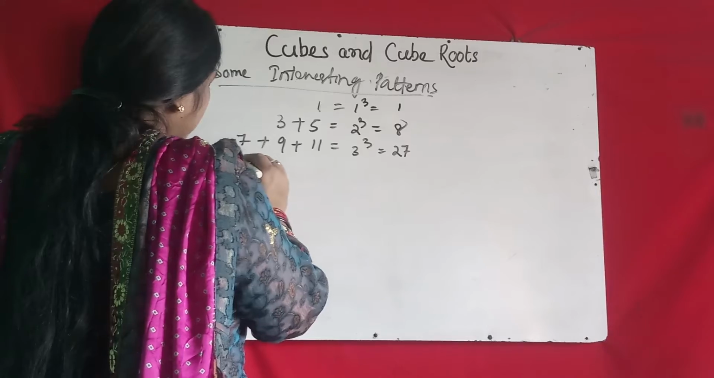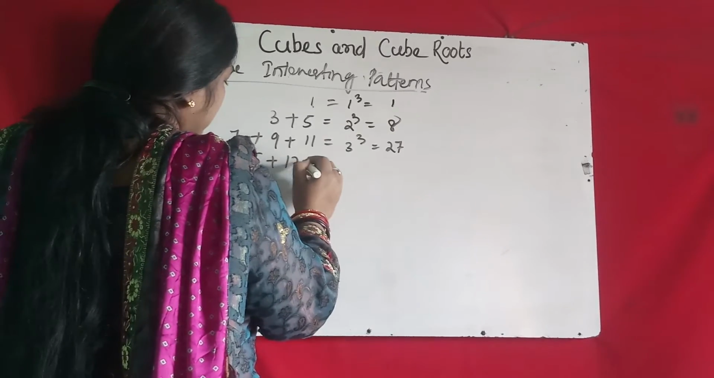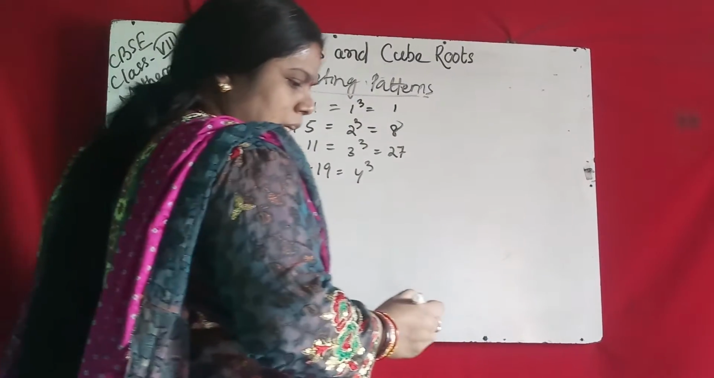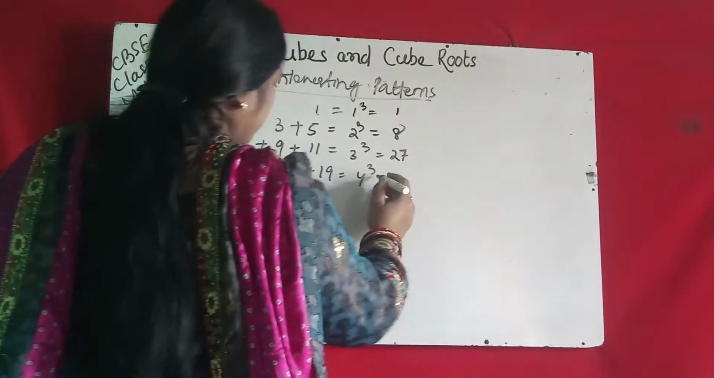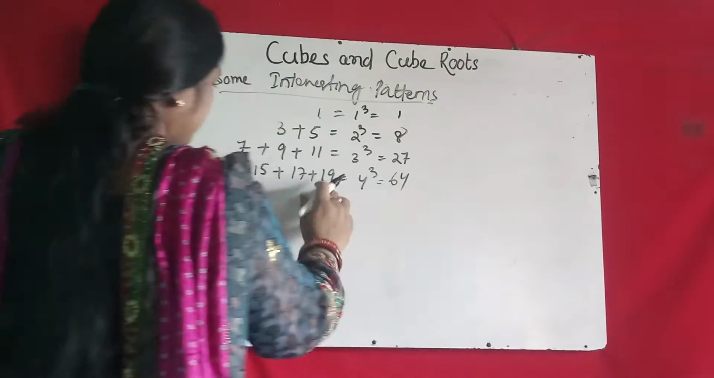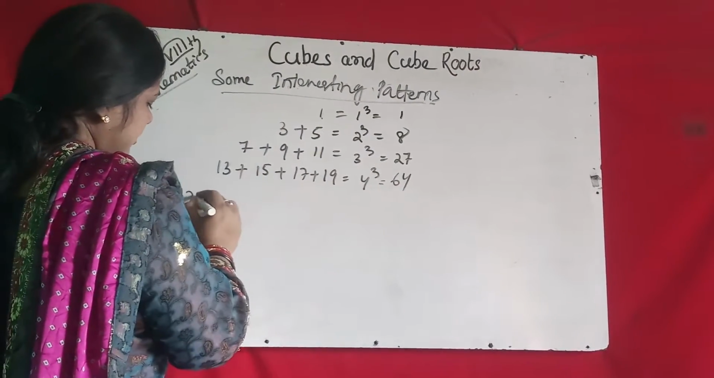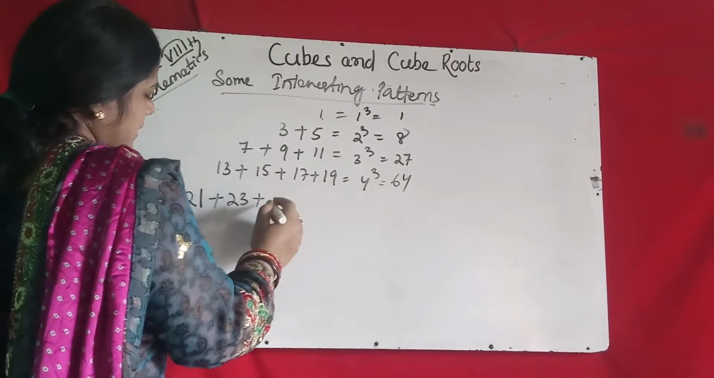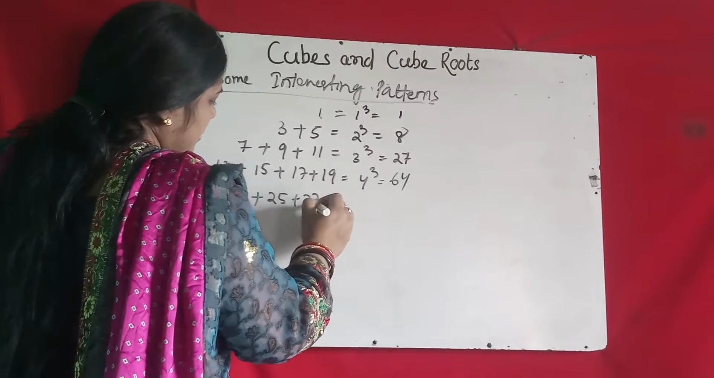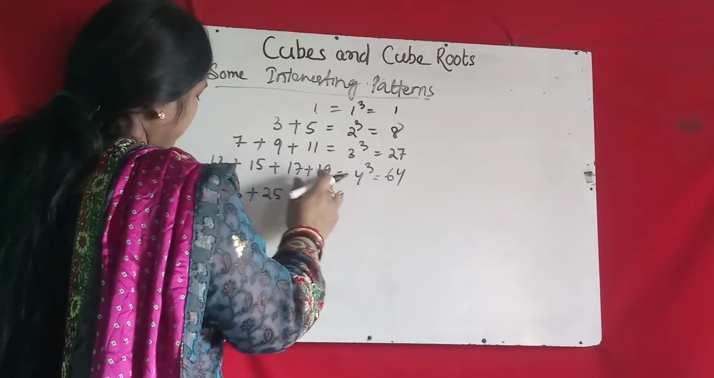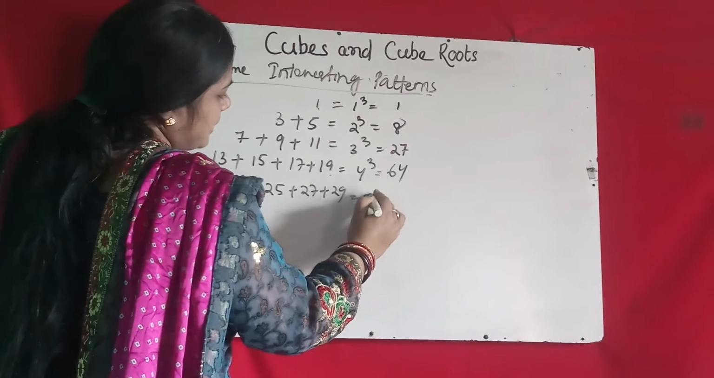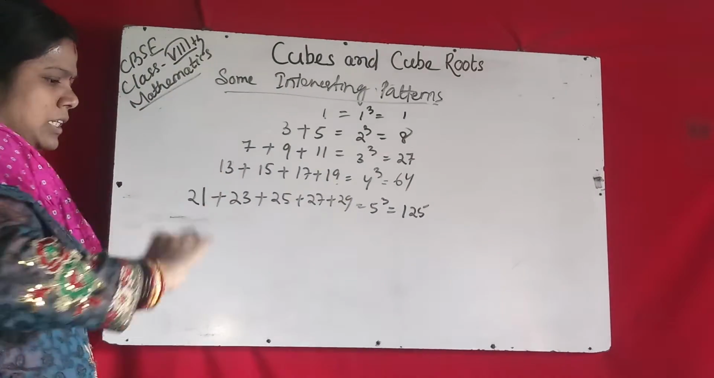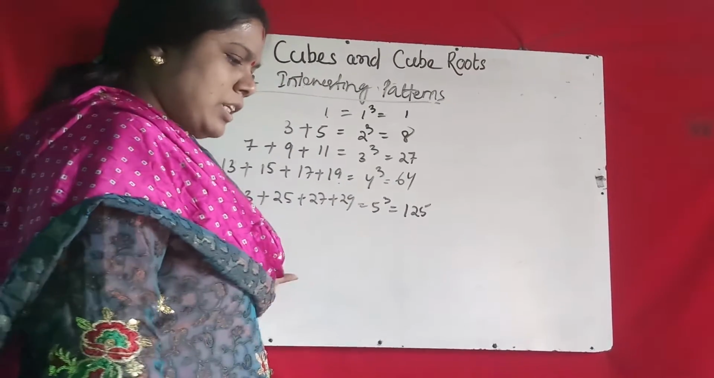Then after 11, 13 plus 15 plus 17 plus 19 gives 4 cube, which means 4 numbers, and you get 64. Just as 3 cube means 3 numbers. Then after 19, the next consecutive odd numbers 21 plus 23 plus 25 plus 27 plus 29, five numbers, that means 5 cube, 125. Next patterns you can try to find.